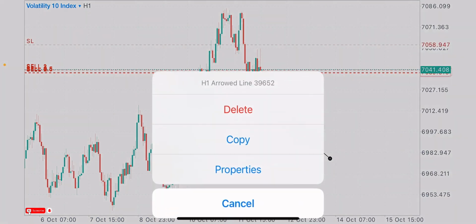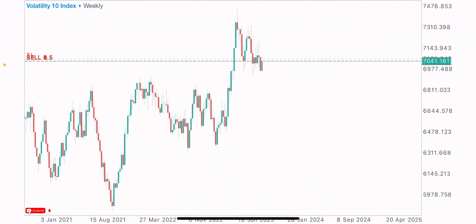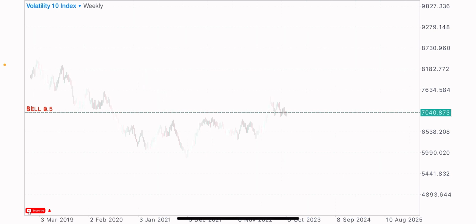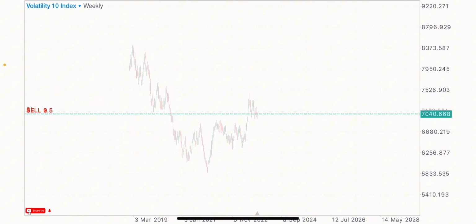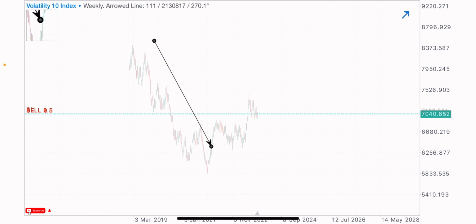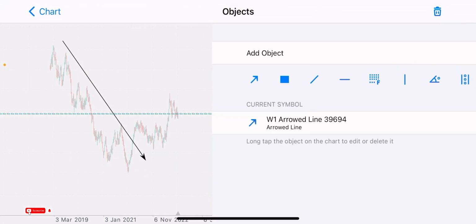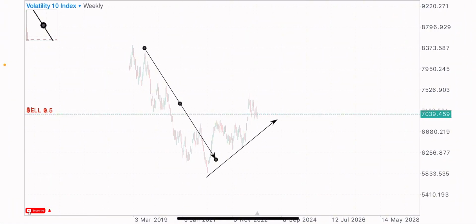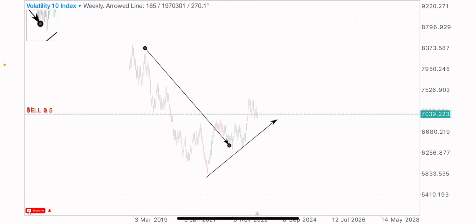So coming to the weekly time frame on the V10 index, we can tell that we have two major directions on this index. On the weekly time frame, we have the first direction, which is the market being in a downtrend, and the second direction, which is the market being in an uptrend. So how are we able to tell that this market was in a two trading phase? That's the downtrend and the uptrend.